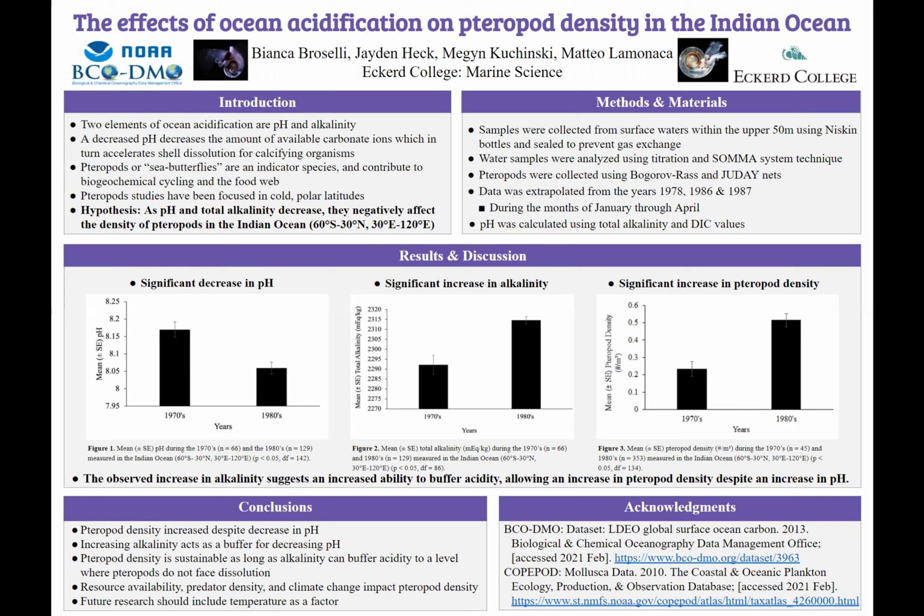Studies on pteropods have mainly been focused in the polar regions because these areas are expected to be the first to experience negative ramifications due to ocean acidification. Our hypothesis is, as pH and total alkalinity continue to decrease, the impacts of ocean acidification will negatively affect the density of pteropods in the Indian Ocean.